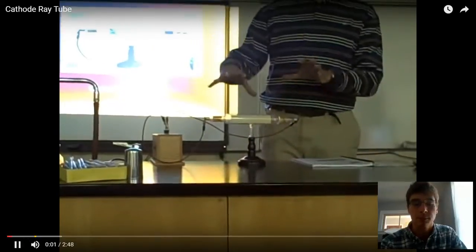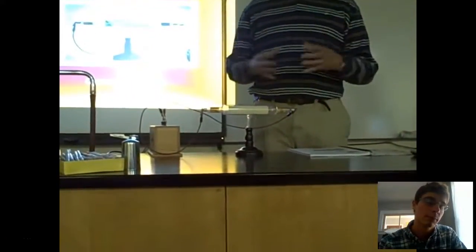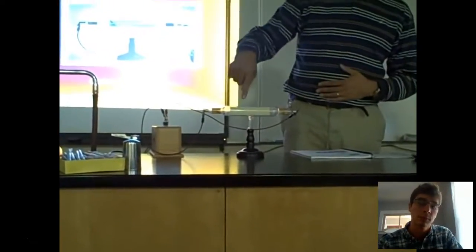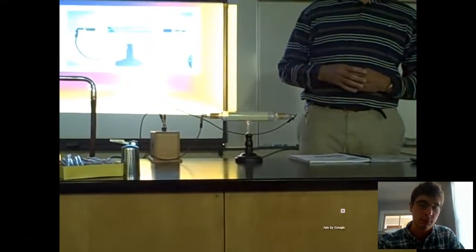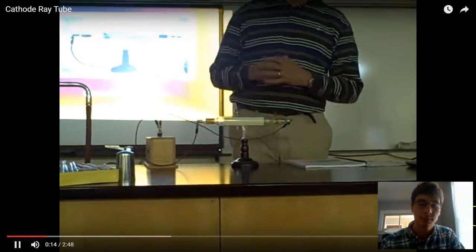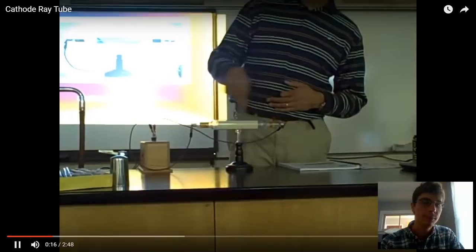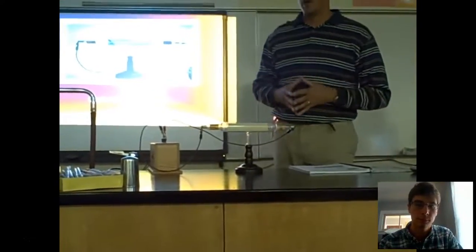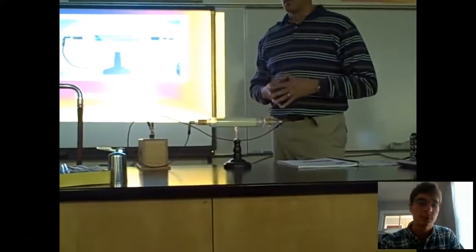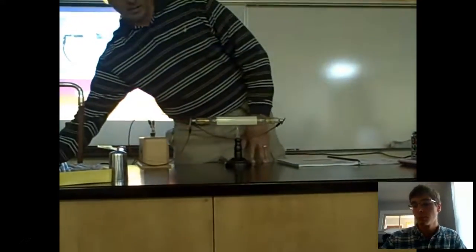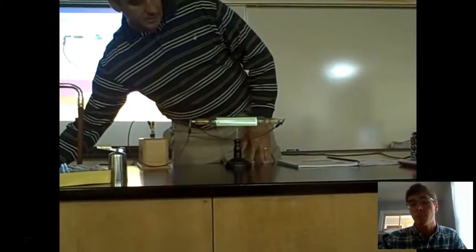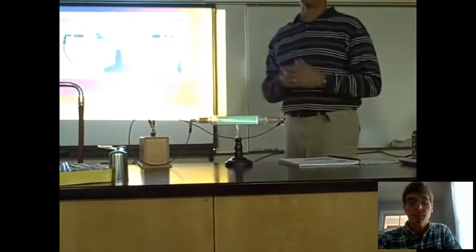Okay, this is a cathode ray tube. What it essentially is, it's a vacuum chamber. There are no gases inside this glass tube. The only thing we have are two electrodes, one's called the cathode, the other's called the anode, and a fluorescent screen in the background. It's coated with some type of fluorescent material. When I turn the power supply on, we'll see a beam that causes that fluorescent screen to glow.